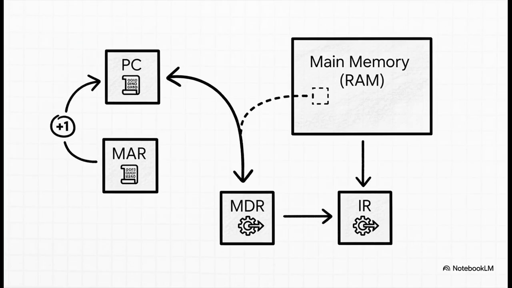Stage 1, fetch. The goal here is simple. Get one instruction from the main memory and bring it into the CPU. It all kicks off with the program counter, remember, our address book, which has the right address. That address gets copied to the memory address register. The CPU then goes and grabs the instruction from that spot in memory and puts it in the memory data register, that little waiting room. Finally, it's moved into the instruction register, ready to go. And boom, just like that, the program counter immediately updates to point to the next instruction, keeping the line moving.